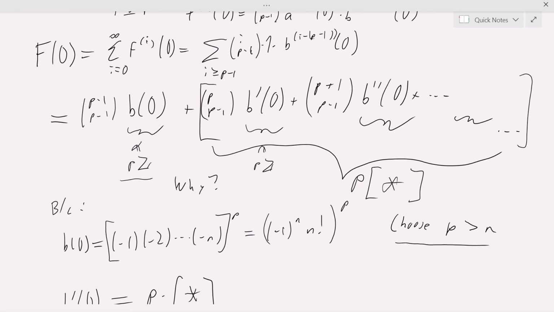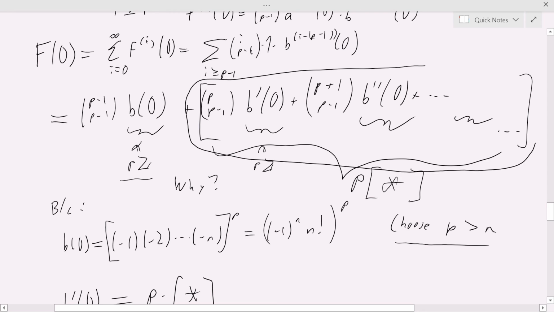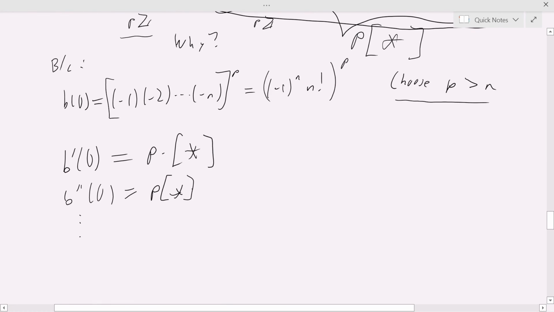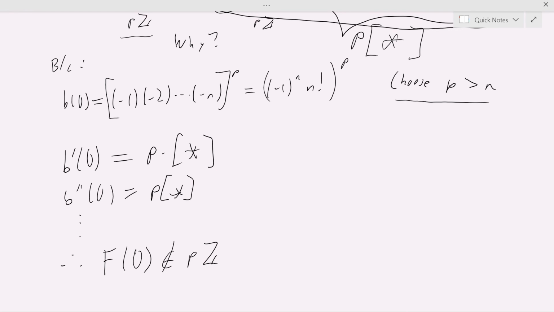So what we have is this giant term, the summation of derivatives, that is a multiple of p, and then the initial term, b of 0, is not a multiple of p. And so what we can conclude is that this entire quantity that we're computing here, which keep in mind was capital F of 0, is not a multiple of p, because if you add something which is a multiple of p together with something which is not a multiple of p, the overall sum is not a multiple of p. And that is exactly what we wanted to show for item 1. So we've finished with that item now.